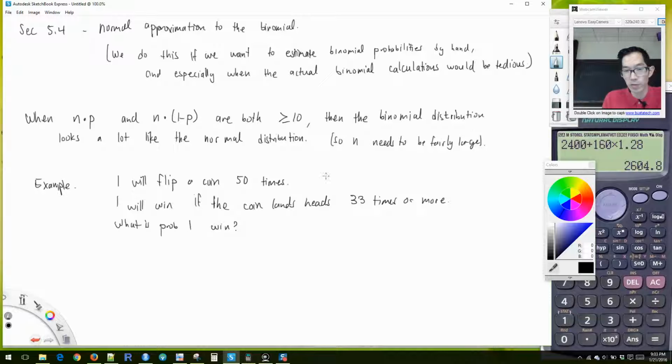Okay, and this is a fair coin, which means the probability of heads is 0.5. So 33 times or more means, to answer this with the binomial, we would have to do what?